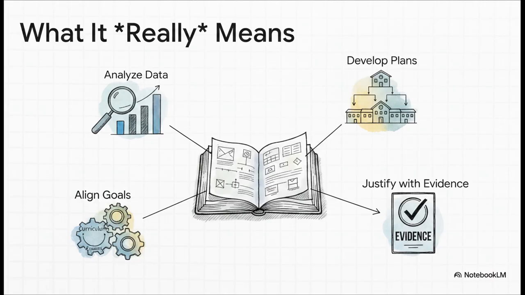What they're really asking you to do boils down to these four things. Can you look at data and see what's working and what isn't? Can you build an improvement plan for the entire district? Can you line up curriculum, testing, and equity? And of course, can you justify every move with solid evidence?